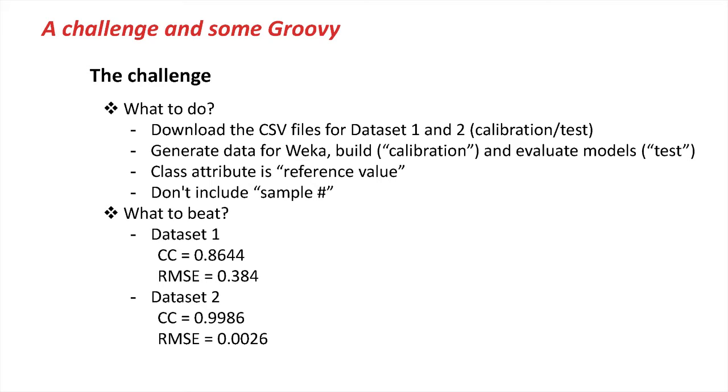But what do you have to beat? Well, in our case, you have to beat on dataset 1 a correlation coefficient of 0.8644 and a root mean square error of 0.384. And on dataset 2, you have to beat a correlation coefficient of 0.9986 and a root mean square error of 0.0026. Up for the challenge? Good luck.